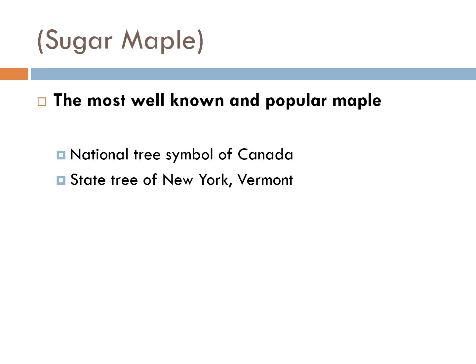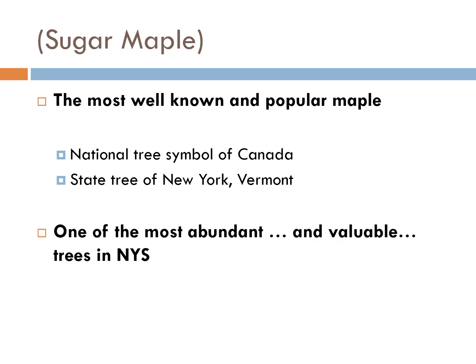Sugar maple is probably the most well-known and popular maple. Maple in general is the national tree symbol of Canada, and we can debate whether that maple that's on there is a sugar maple or a red maple. But it is also the state tree. Sugar maple is the state tree of New York and of Vermont. It is also one of the most abundant and one of the most valuable trees in New York State.